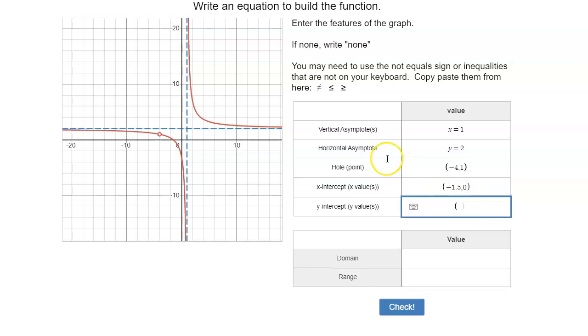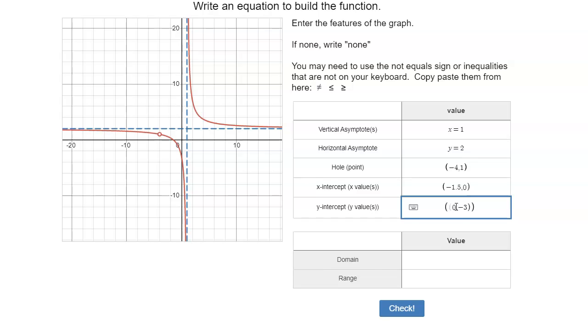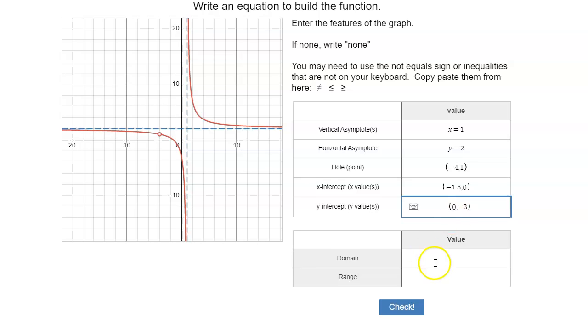And then our y-intercept. Do we have a y-intercept? Let's see. Yes, we do. Down here. 0, -3. 0, -3. Oops, just one set of parentheses. Okay, so then we can do our domain and our range.